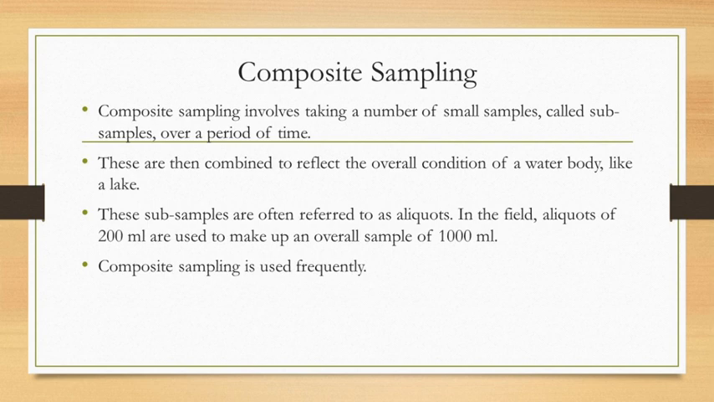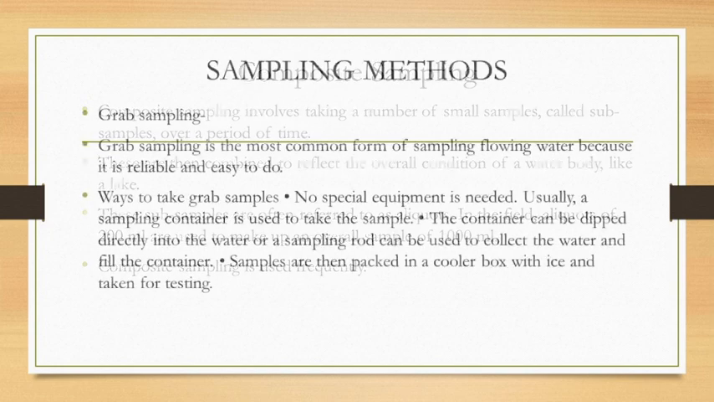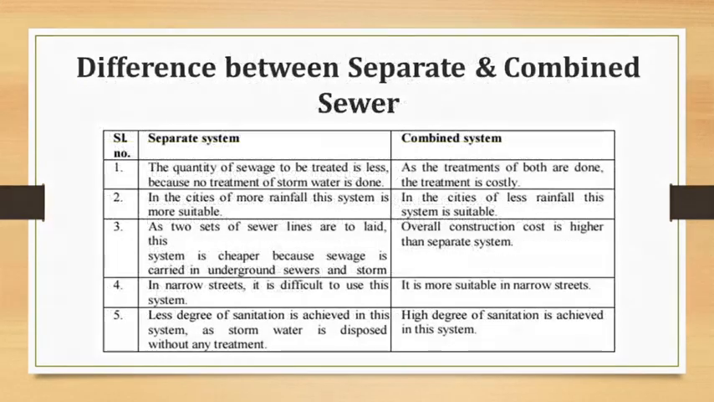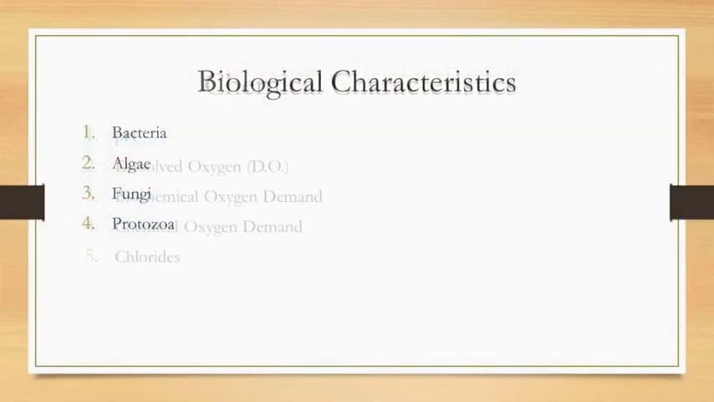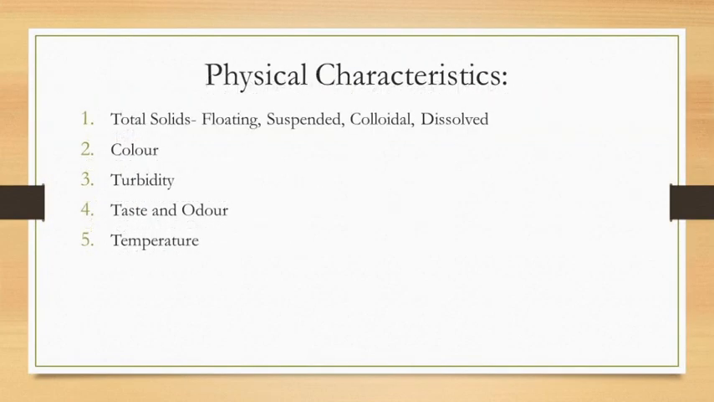Now we are going to discuss the physical characteristics of wastewater. So what are the physical characteristics of wastewater? These are: total solids, then color, then turbidity, then taste and odor, and temperature. The first physical characteristic is the total solids.